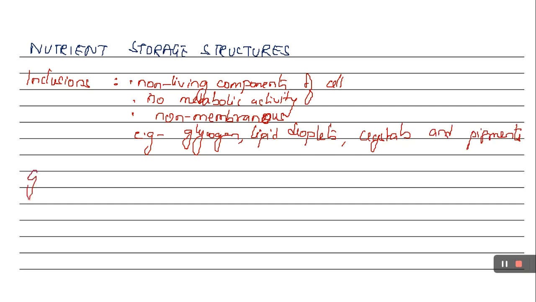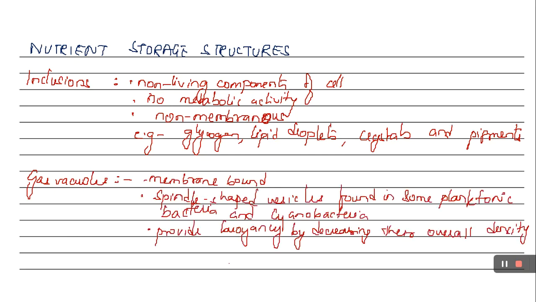Coming to the second one, which is gas vacuoles. These gas vacuoles are membrane bound. They are spindle shaped vesicles, which are found in some planktonic bacteria and cyanobacteria, and they provide buoyancy by decreasing the overall density.